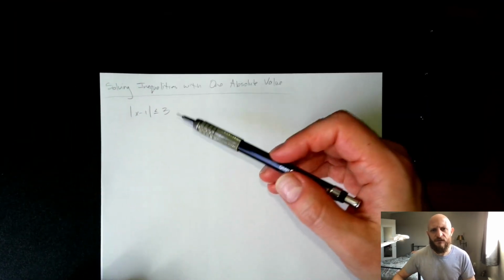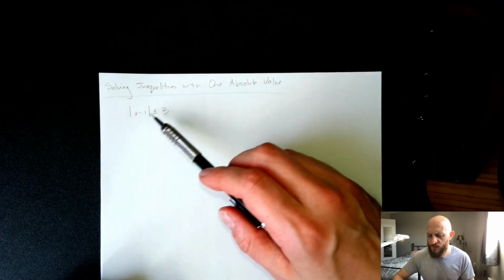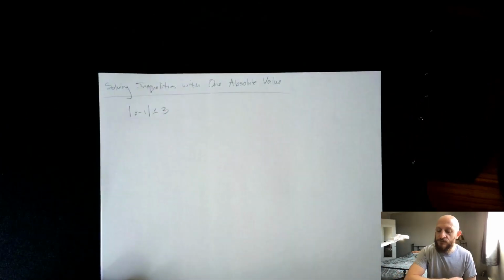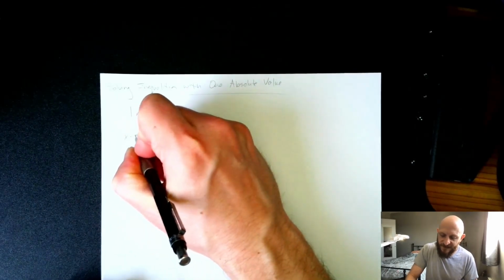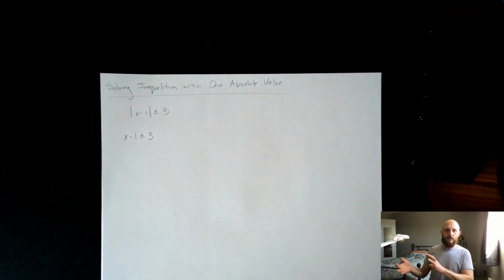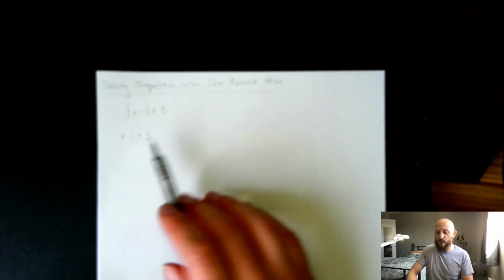So let's look at an example, just a nice simple one first. We want to solve the absolute value of x minus 1 is less than or equal to 3. As usual, this breaks up into two different equations. The first one is just taking what's inside of the absolute value and solving it as if the absolute value bars aren't there. x minus 1 is less than or equal to 3.